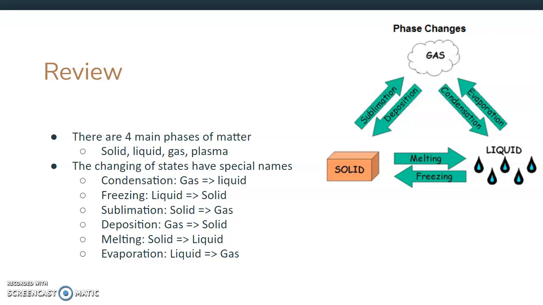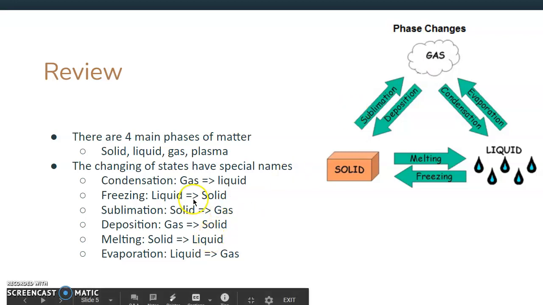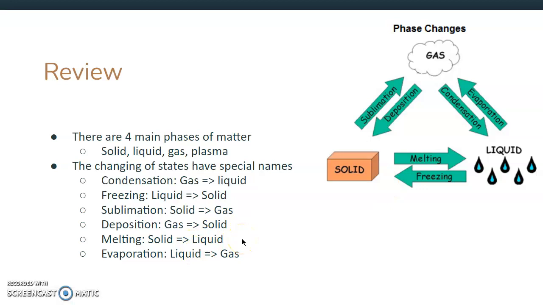So we might have heard some of these before. I think of freezing and melting especially as common ones I hear, because a lot of the times we have maybe an ice cube melting to go to liquid, or liquid water freezing to go to a solid. I've also heard of evaporation and condensation when I've learned about the water cycle, but maybe those are new words. And then sublimation and deposition are definitely ones that aren't as common, but these are the words that we use to describe it.